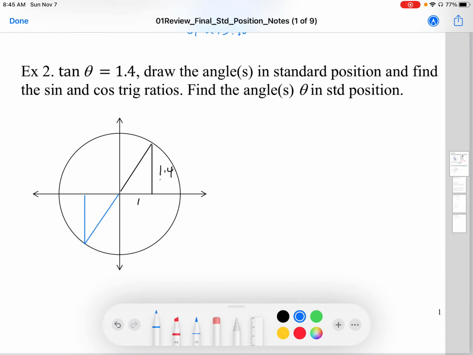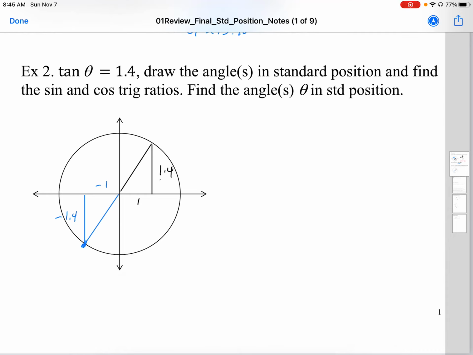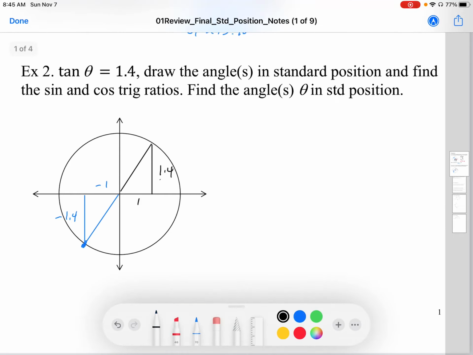And it gives us the same ratio, but now -1 and -1.4 would be the positioning of that angle. Okay, so we've drawn the angle in standard position. We want to find the sine and cos trig ratio. So to do that, we need to find the hypotenuse or the radius.